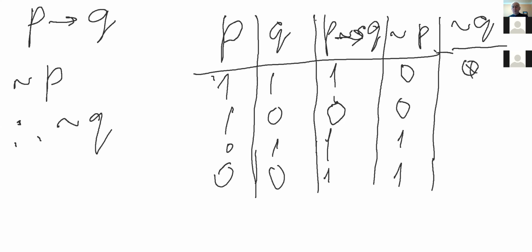But before finding the values for not Q, we should first identify what the premises are here. What are the premises? We have 2 premises: P implies Q and not P. And what we need now is to identify the critical rows.